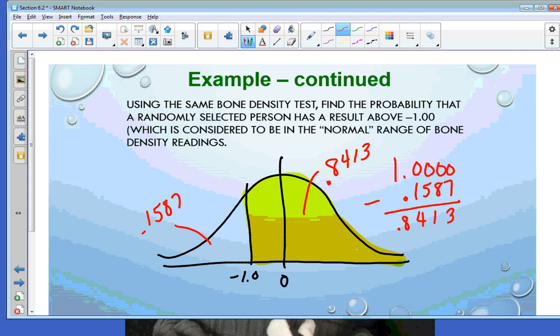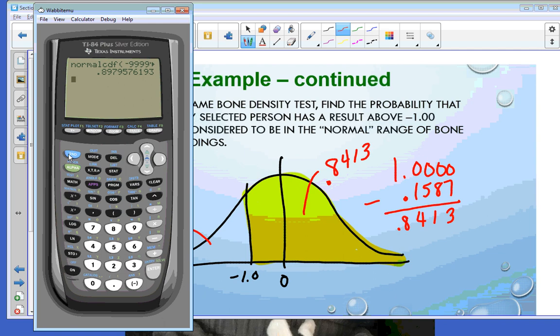So let's go to our calculator. And again, we're going to go second distribution, cursor down to normal. This time our lower end is at -1.0. Our upper end, we can just put in some 9s and enter. And it's 0.8413, exactly the same we got using our table.